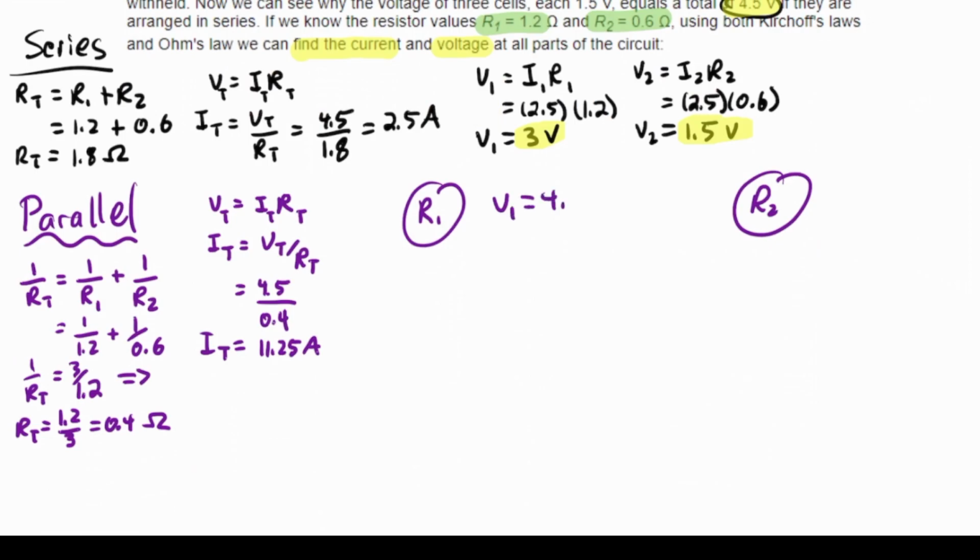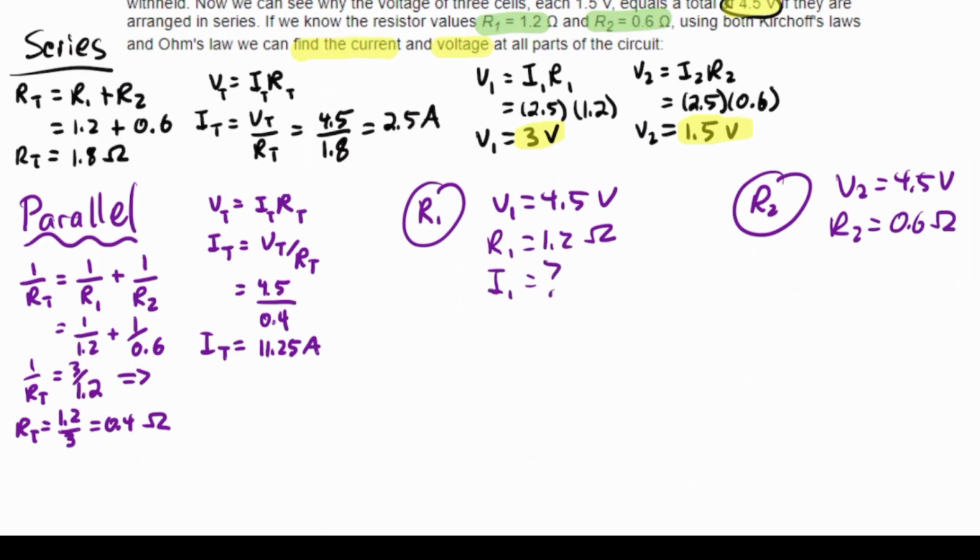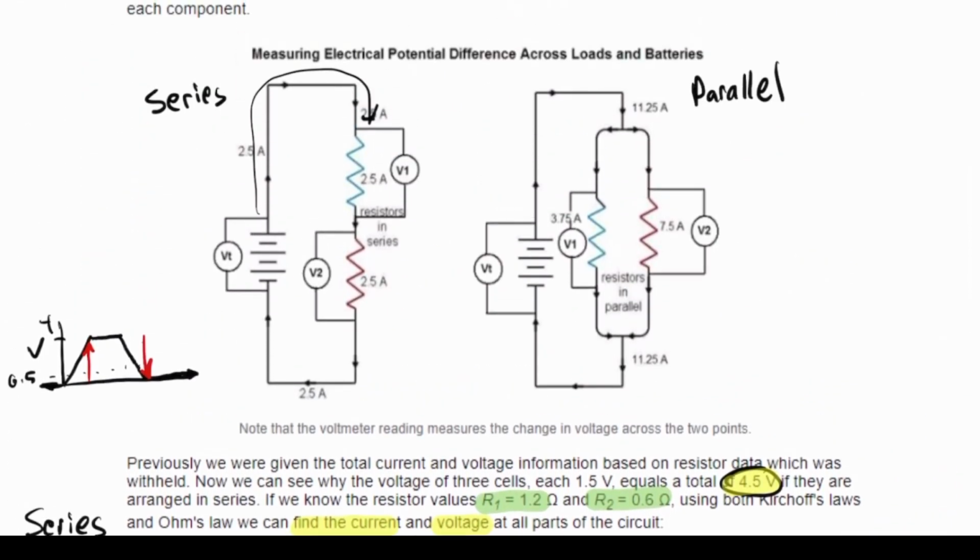So voltage 1 is 4.5 volts. Voltage 2 is 4.5 volts. We know the resistance of each because it was given in the question, 1.2 ohms, 0.6 ohms, and now the piece of information that we're missing is the current. Because with Kirchhoff's law, I can say generally speaking that whatever current goes through here and comes out here must be the same. Same thing here, whatever current enters the junction point and whatever current comes out here must be the same. So it's just like having our hose.